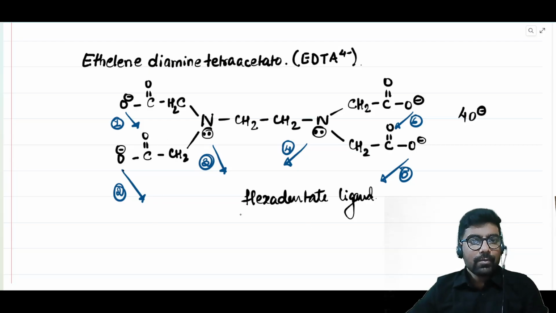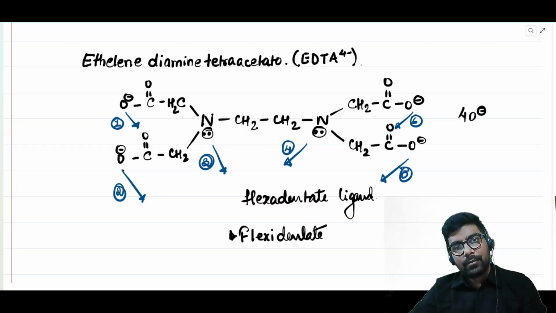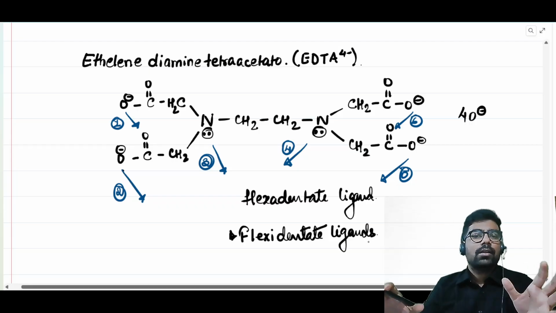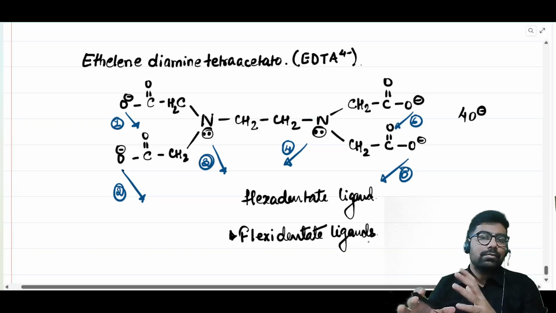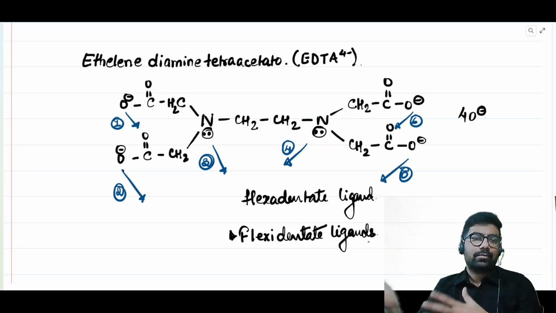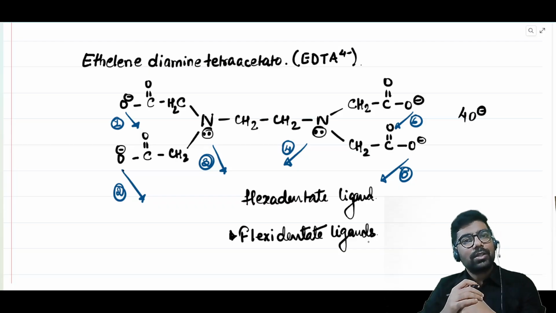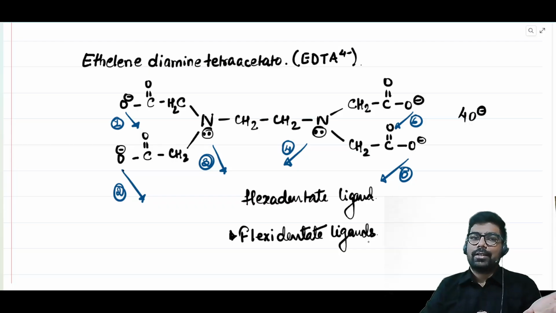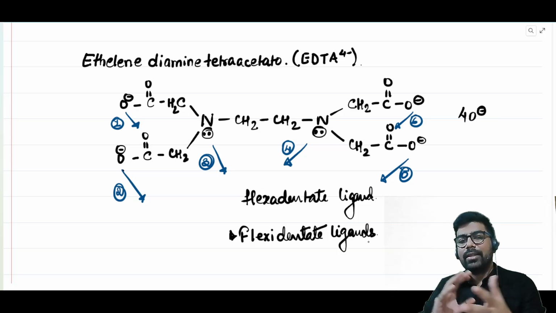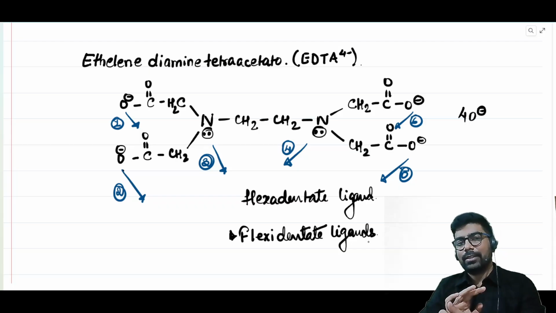So this type of ligand is also called a flexidentate ligand. When the ligand is flexible in nature, it comes from flexible. It has 6 but is using 4. Maybe some ligand has 5 using 2, just a random example. So EDTA is both a hexadentate ligand as well as a flexidentate ligand. It is not using all of them. It is using some of its binding sites. Then it is a flexidentate ligand.